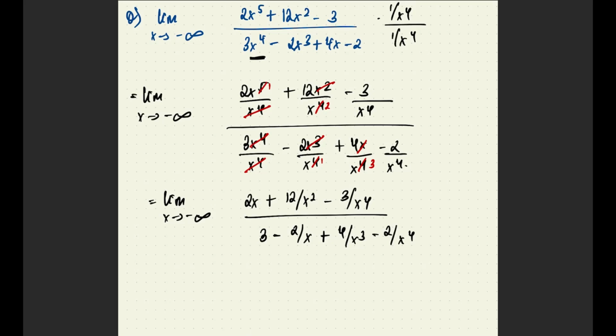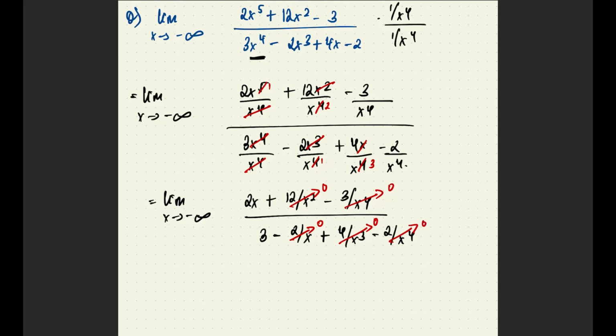So 12 divided by negative infinity squared is just going to go to 0. 3 divided by negative infinity to the power 4 is going to be 0. 2 divided by negative infinity gives 0. 4 divided by negative infinity cubed also gives 0. And finally 2 divided by minus infinity to the power 4 also gives us 0.